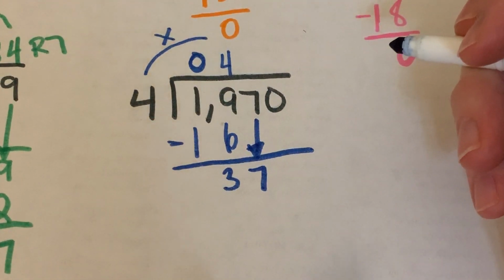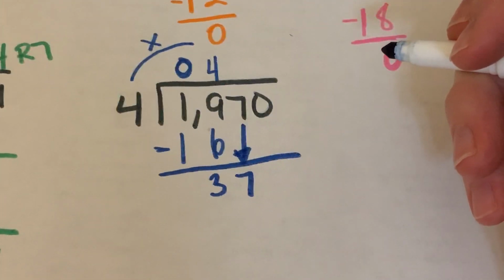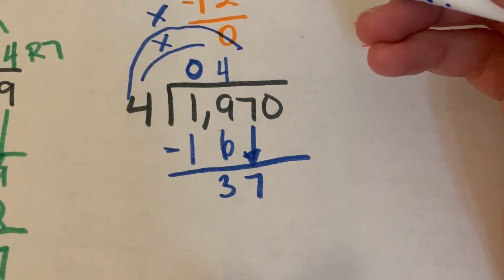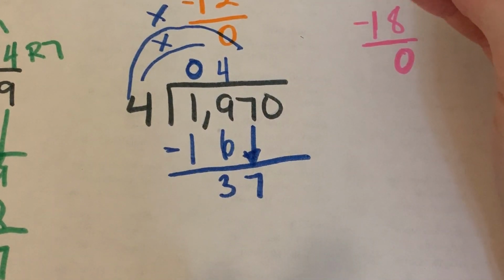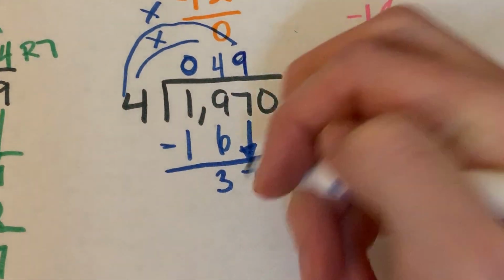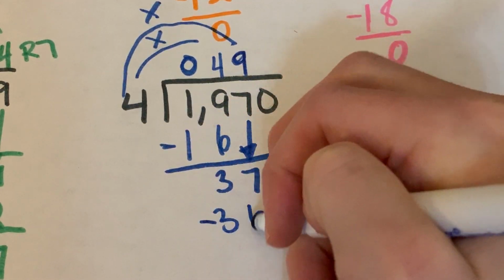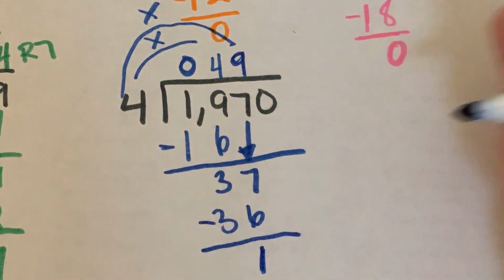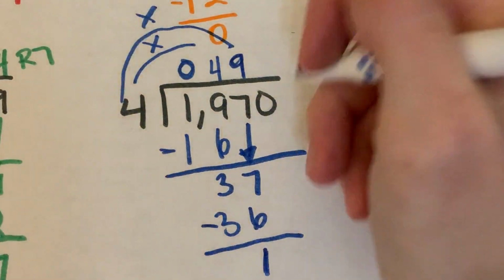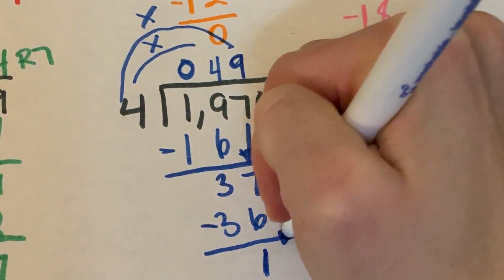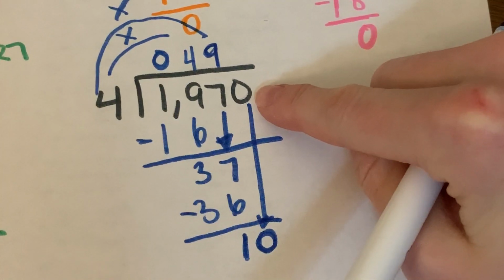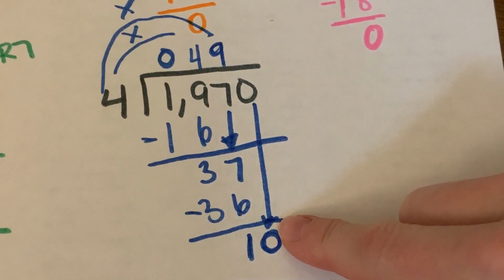All right, let's just go straight for the big one. 4 times 10 gives me 40. That's too big. So 4 times 9, that's going to give me 36. So I'm going to do that. Okay, got 1. Now, all I got to do is bring down that next digit. That 0 still comes down. All right. So yes, even though it's a 0, it still comes down. It does have value.